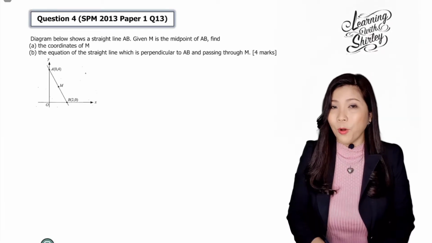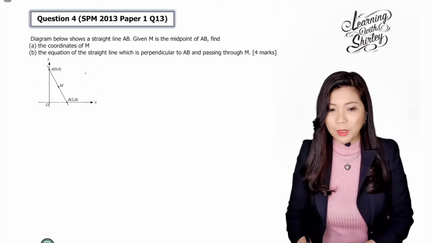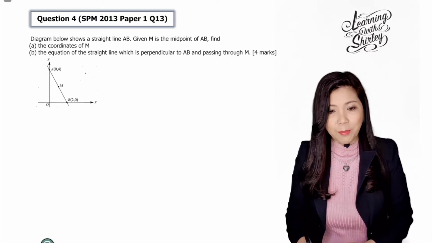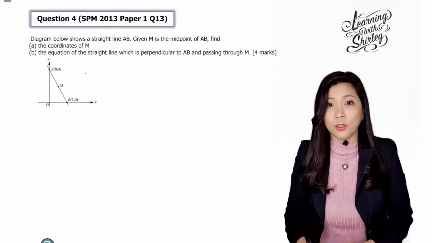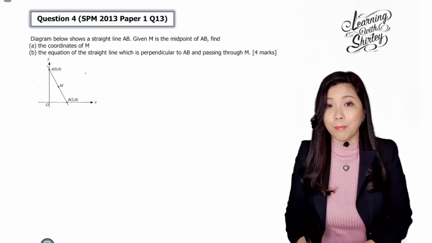Let's look at question number 4. This is SPM 2013, question 13. The diagram below shows a straight line AB. Given M is the midpoint of AB, find A, the coordinates of M, and B, the equation of the straight line which is perpendicular to AB and passing through M.